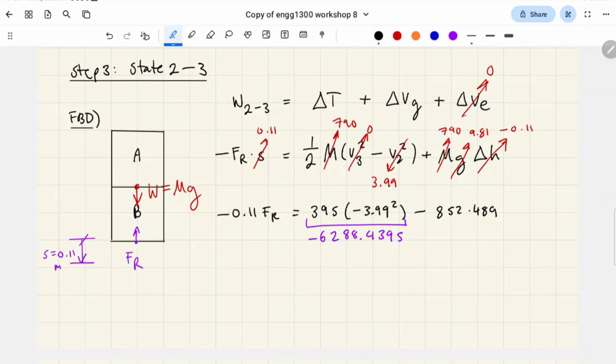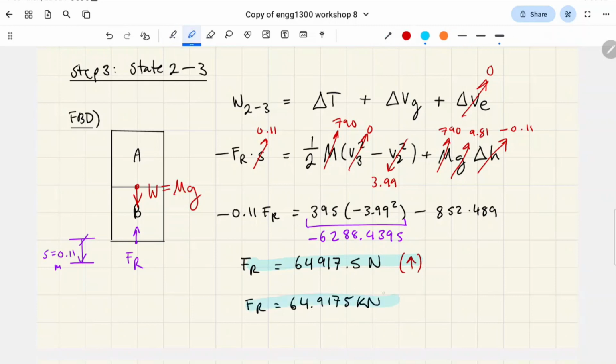We rearrange for FR and get this. So that's the force that's resisting the motion, and it's going upwards. I think in the answers they do it like this, in kilonewtons. So it's just dividing it by 1,000.